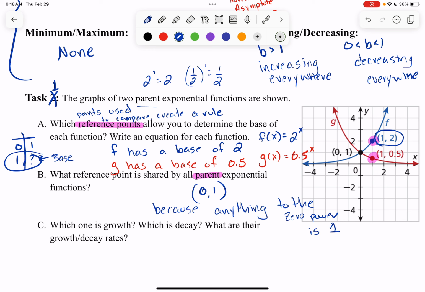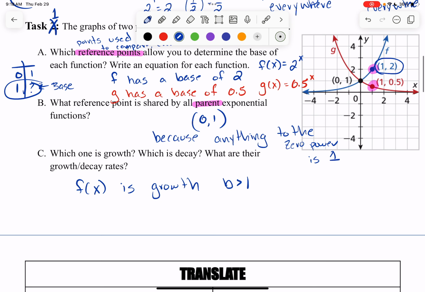Okay. Which one is growth? Which is decay? Well, my blue one has a base of 2, so f of x is growth. Why? The base is greater than 1. And g of x is decay, since b is less than 1. Now, this next bit. What are their growth and decay rates? The growth and decay rate is how much more or less than 1. Remember, our rate comes from 1 plus r to the x or 1 minus r to the x.